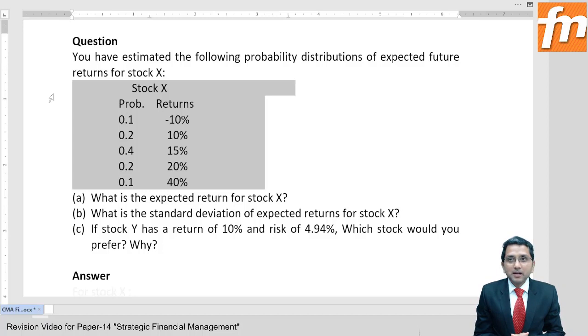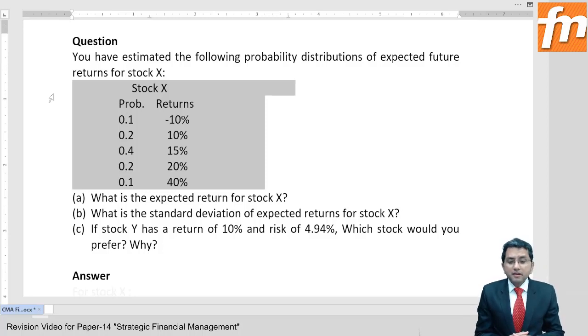What is the probability of your clearing CMA intermediate examination? Sir, there is no probability. I have cleared it already. What is the probability of your clearing both groups of CMA final examination with all India rank in first attempt? Now, this is an uncertain event and you can assign it a probability. If probability is there, it means we are talking about future. We are talking about something which has not yet happened.